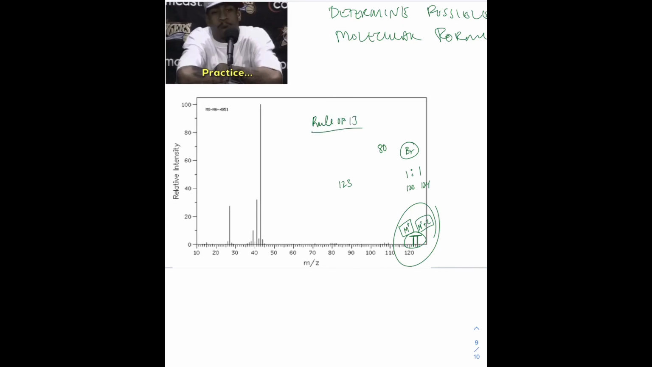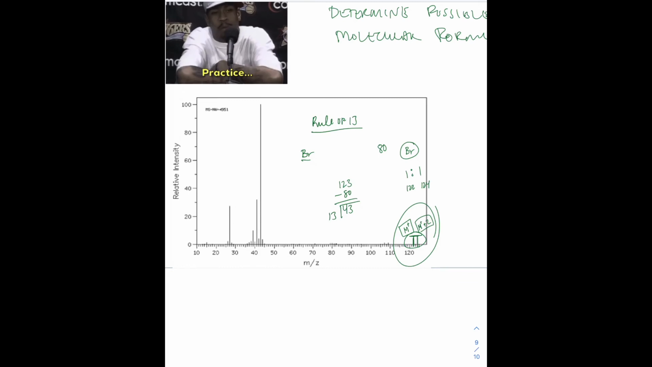Rule of 13, divide that baby by 13. Oh, I'm sorry, JK. Since we already know that we have a bromine in it, what we actually do first is subtract 80 from there. So 123 minus 80 equals 43. Okay, so that means we already have a bromine in our molecular formula, so I'll leave that there. Now we can divide this by 13.